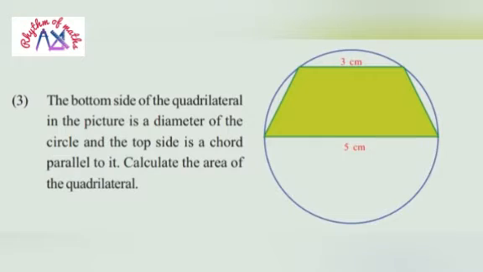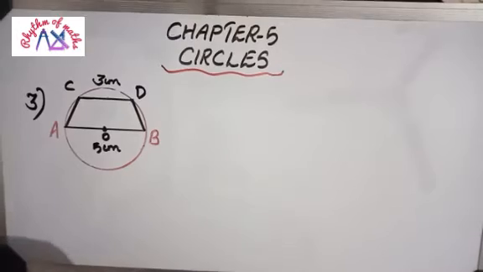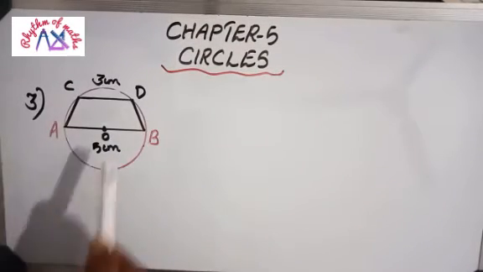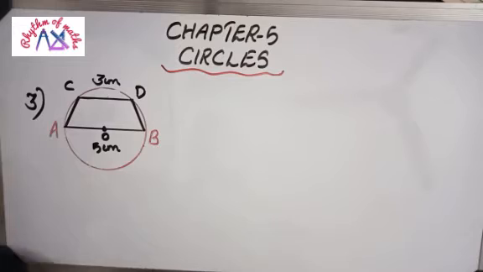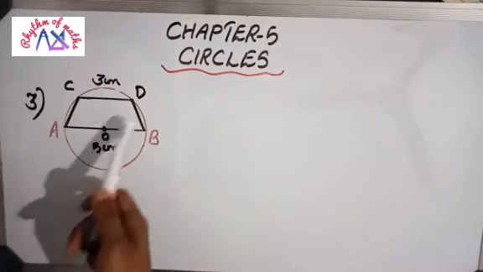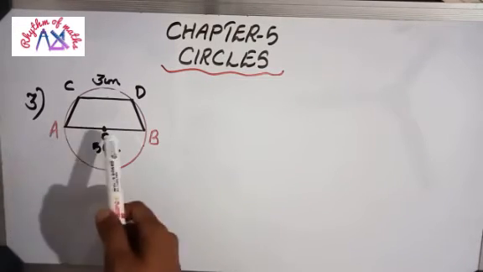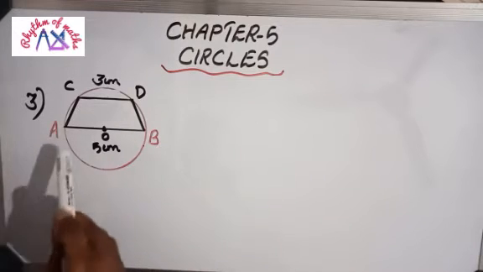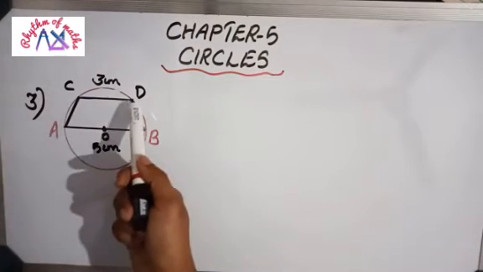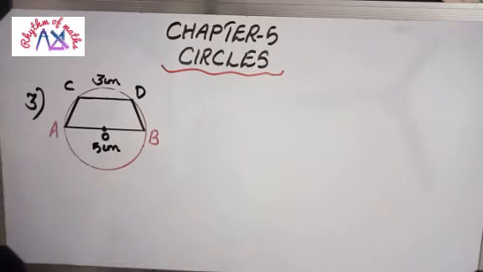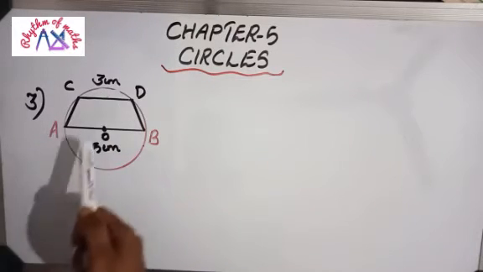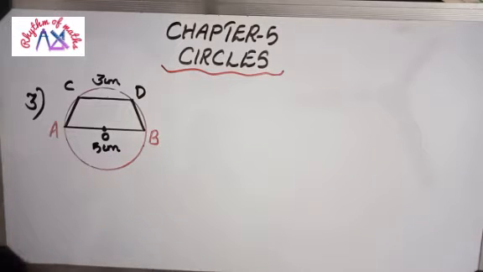Next, question number 3. The bottom side of the quadrilateral in the picture is the diameter of the circle and the top side is a chord parallel to it. Calculate the area of the quadrilateral. In this question, one circle is given and inside the circle one quadrilateral. The question is, what is the area of this quadrilateral? It is given that AB is the diameter and CD is a chord parallel to this AB. CD is a chord of 3 centimeter parallel to this diameter AB of 5 centimeter.